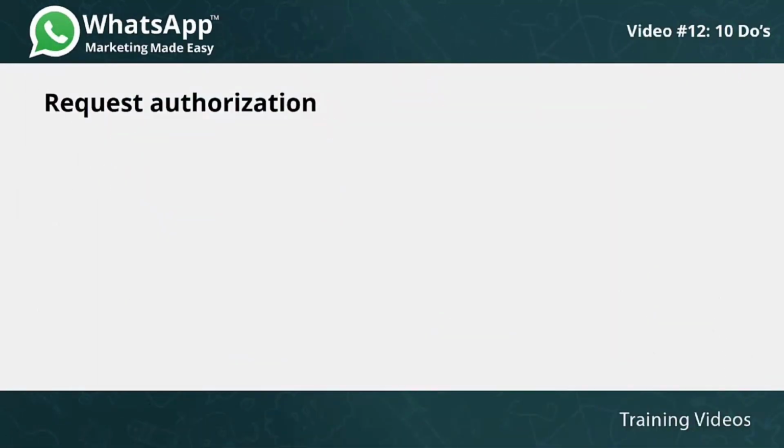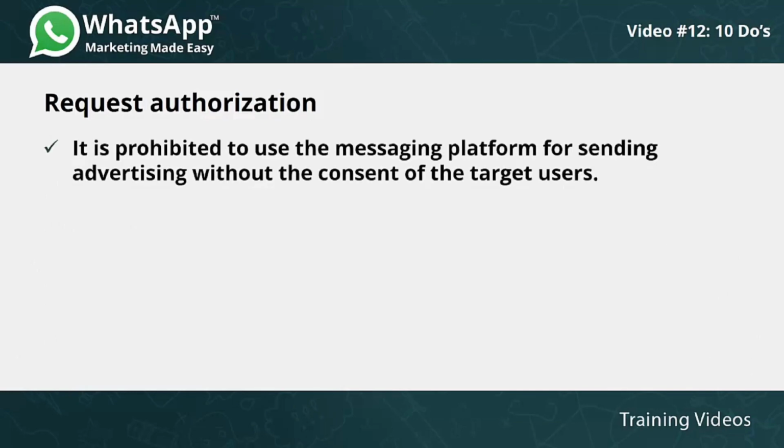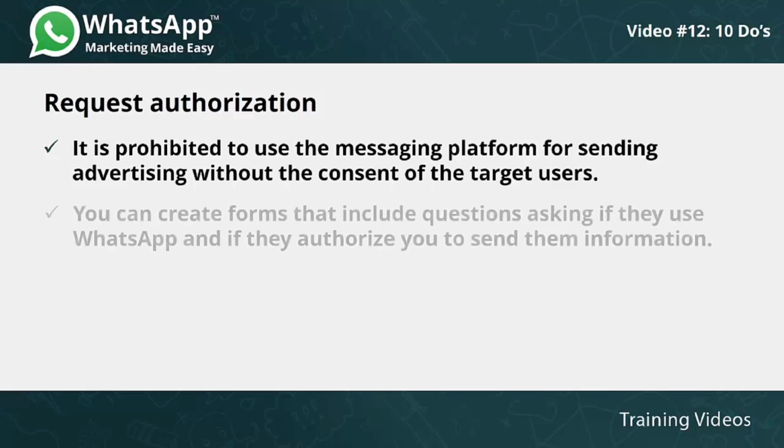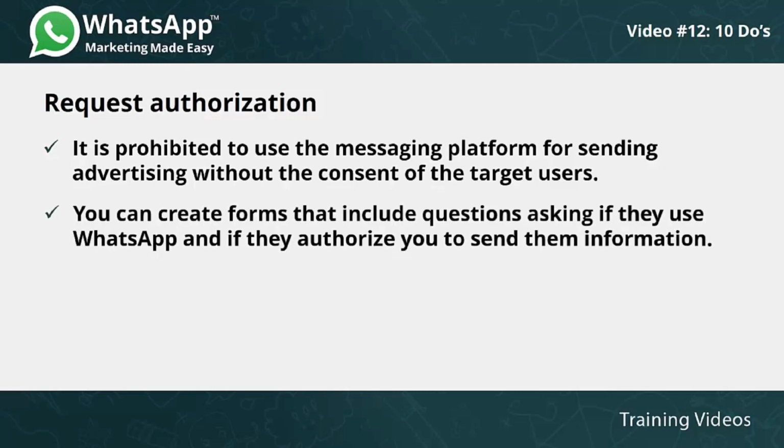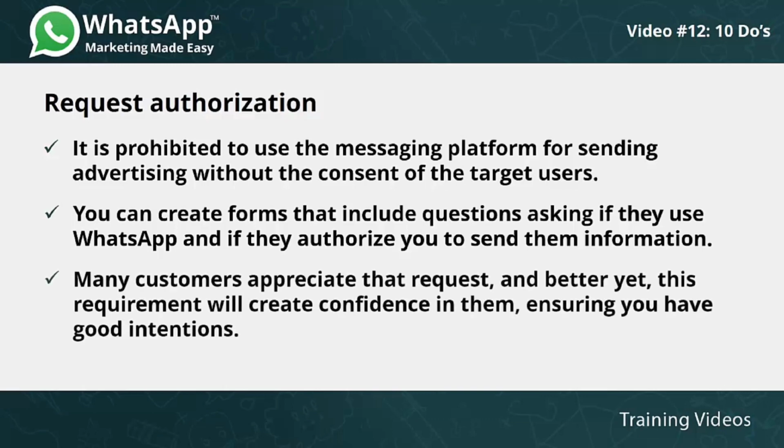Request authorization. As part of the application policy use, it is prohibited to use the messaging platform for sending advertising without the consent of the target users. In order to work within the legal and appropriate use of tools, you can create forms that include questions asking if they use WhatsApp and if they authorize you to send them information. Many customers appreciate that request, and better yet, this requirement will create confidence in them, ensuring you have good intentions.